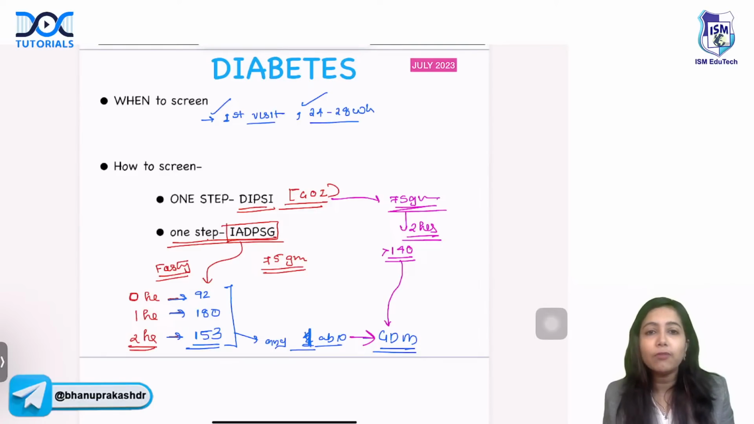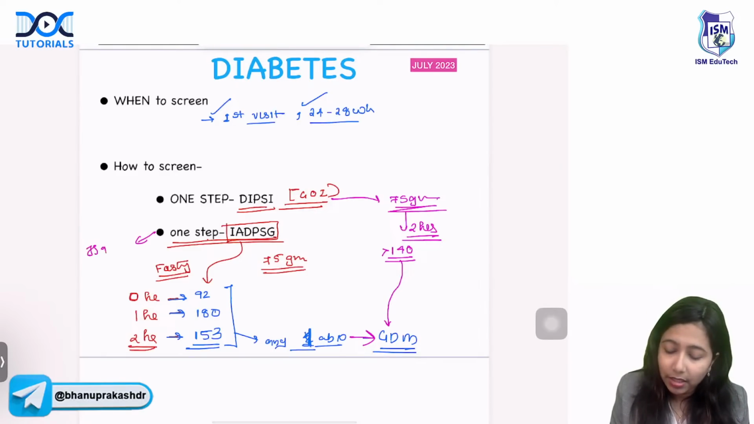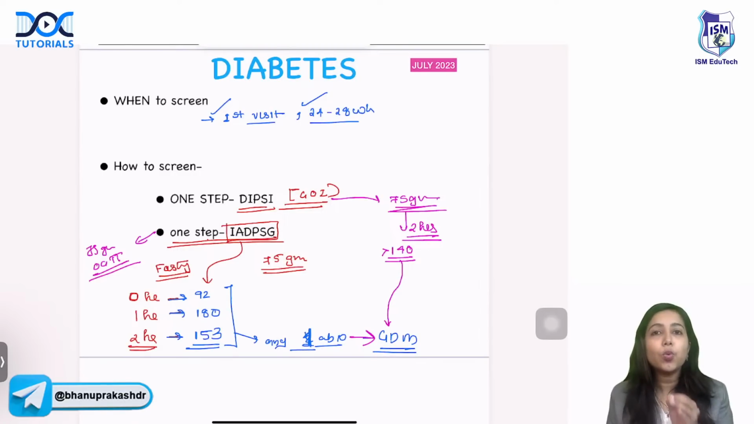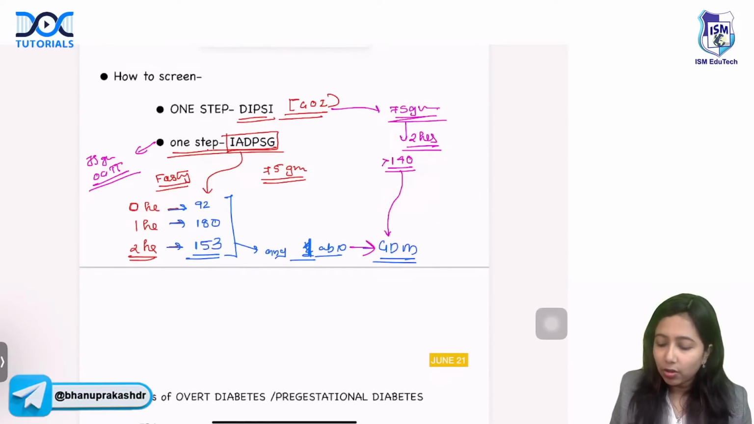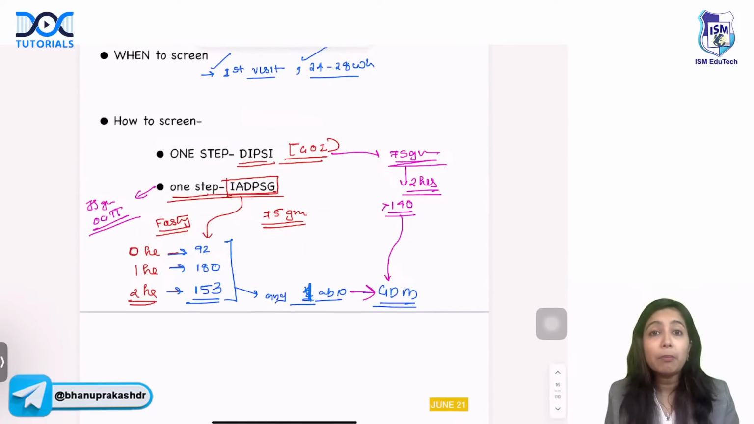This is very important for IADPSG, that is the 75 grams, also known as 75-gram OGTT. The cutoffs are 92, 180, 153, and the Government of India, the DIPSI one, it is more than 140. DIPSI is irrespective of fasting status, whereas the 75-gram OGTT given by IADPSG, we do in fasting status. So, what is the implication of this? The implication is about the management.